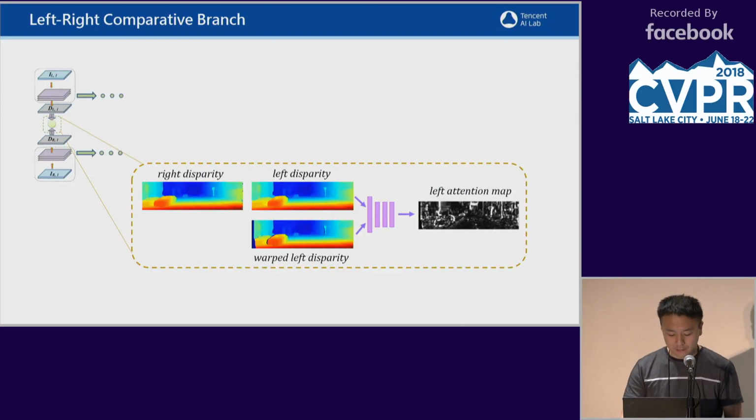Next, we take a close look at the left-right comparative branch. We have the predicted disparity of both views at the current step. We first warp the right disparity to the left view by sampling according to the predicted right view disparity value. Then we feed the left disparity and the warped left disparity to a small subnetwork by concatenating them as the input, and then the left view attention map can be automatically learned. For the right view attention map, it can also be obtained in a similar way.